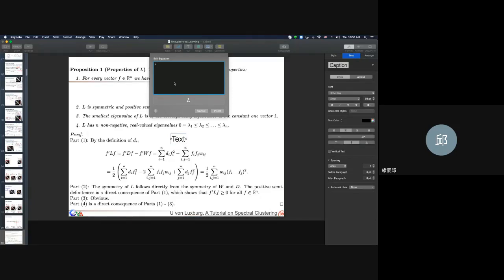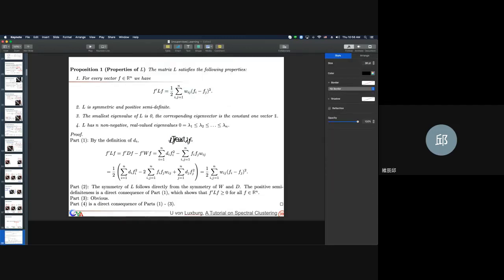Let's say its eigenvalue is lambda, so the eigenvector F gives lambda times F. This is the eigen decomposition problem of your Laplacian matrix L. And actually the smallest eigenvalue of this matrix L is equal to 0, so lambda equals 0, and the corresponding eigenvector is the constant 1 vector.